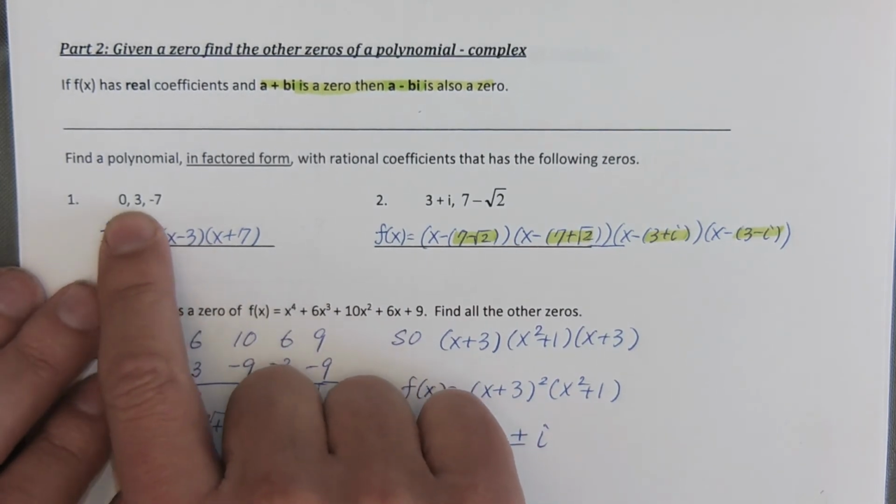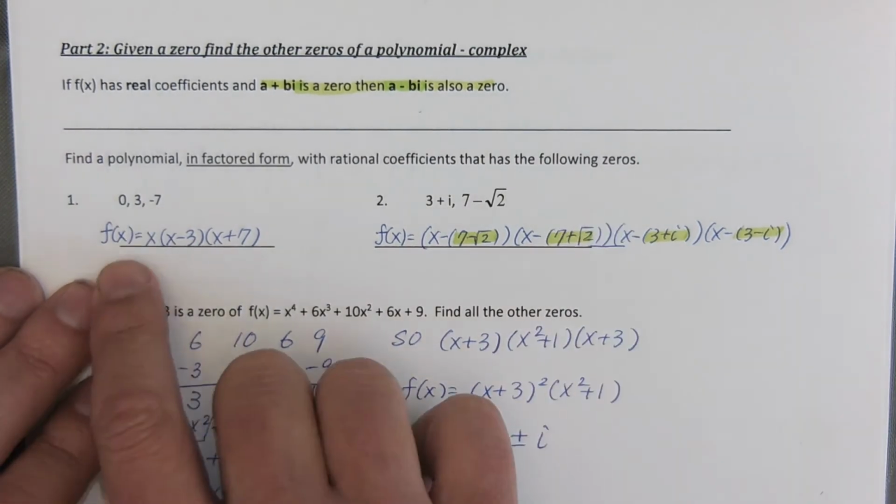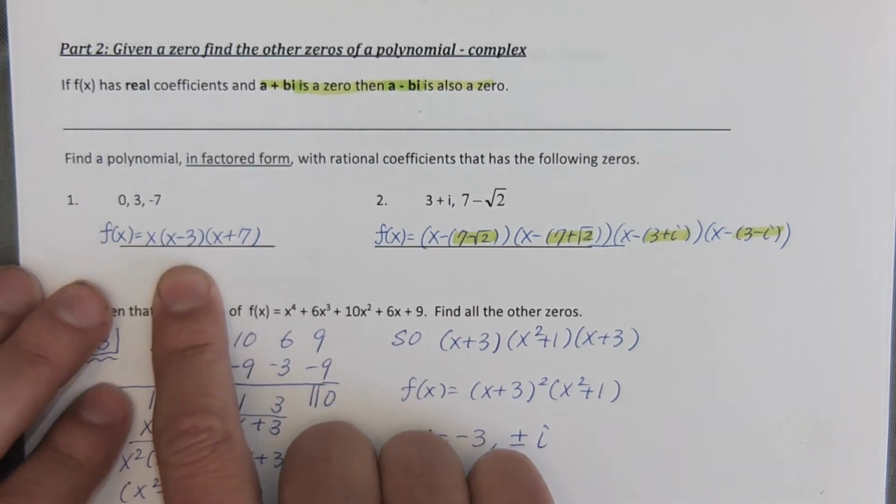So here we want to come up with a polynomial in factored form. Well, that's easy enough, because these are zeros, the following zeros. Remember, it's always the opposite sign: x minus 3, x plus 7. So that one was fairly simple.